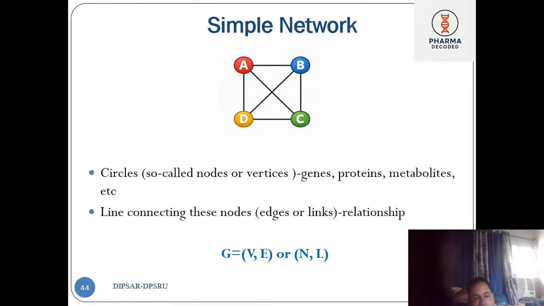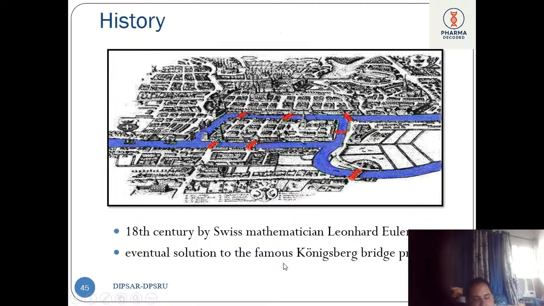So if you are seeing any simple network, you will find there are circles, and these circles are connecting with each other. So circles we call nodes or vertices, and the lines which are connecting we call lines or links or edges. So we represent them with N or L, or vertices V and E, right? So when we talk about graph theory, this is the graph theory on which network depends.